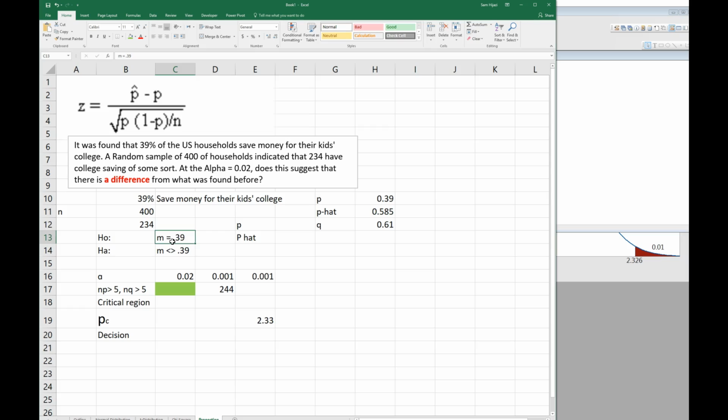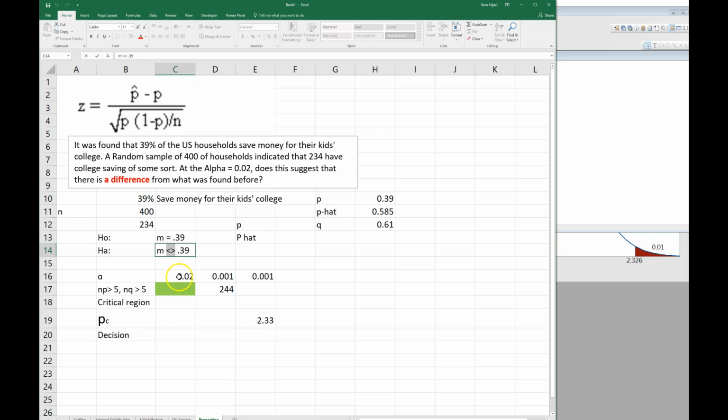The null hypothesis is mu, which is the mean of the population, is equal to 0.39. The alternative hypothesis is mu is not equal to 0.39. If we say less than, that's a different story. If we say greater than or not equal, those are the other alternatives. In this case, we have not equal to, I'm using Excel notation.